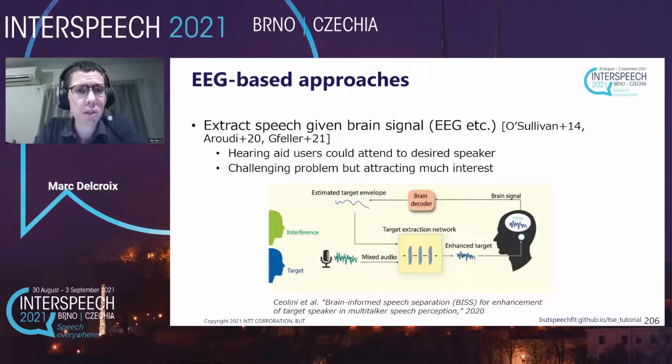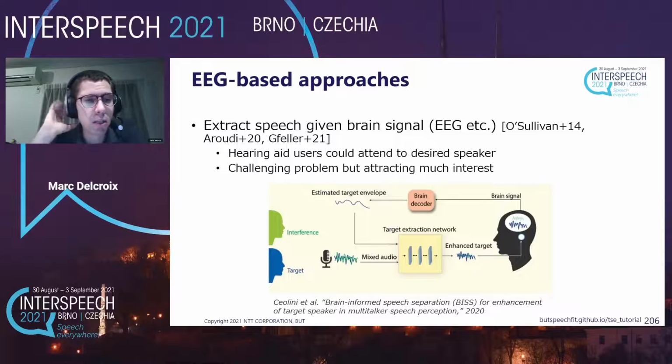Also, I think there is quite some interesting work done on guiding the speech extraction using brain signals such as EEG. So this is a very challenging problem. It's attracting quite some interest because if we can do that, it can have very practical applications, of course, for hearing aids, because people could guide the hearing aid to emphasize the speech of the speaker they want to listen to simply by decoding the attention mechanism of the listener's brain.